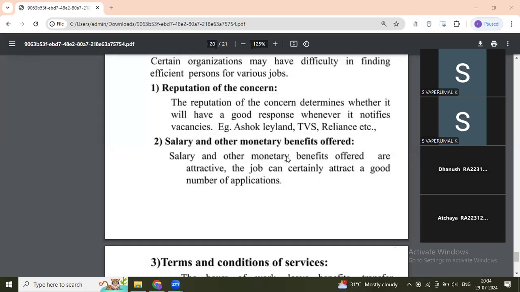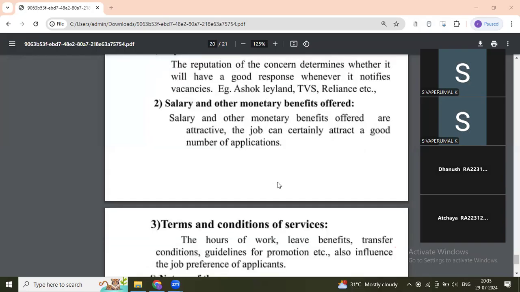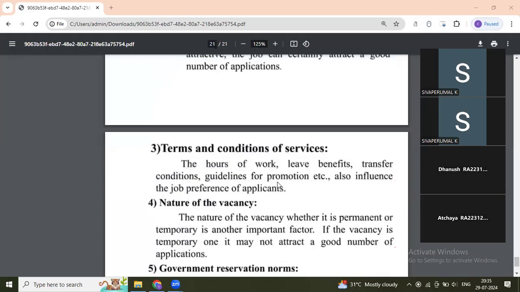As well as that, the second point is salary and other mandatory benefits. Some companies will be giving bikes, cars, and homes. These are all things that will be given, right? So the third point is terms and conditions of the services. For example, promotions, leave, and holidays. These are all things concerned as terms and conditions.